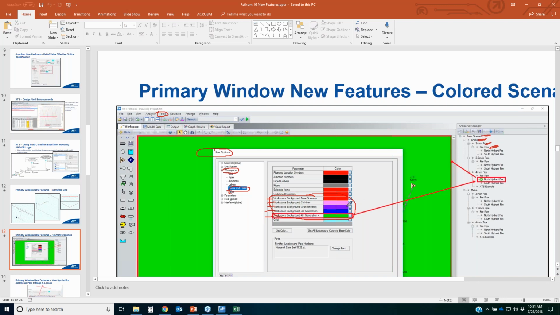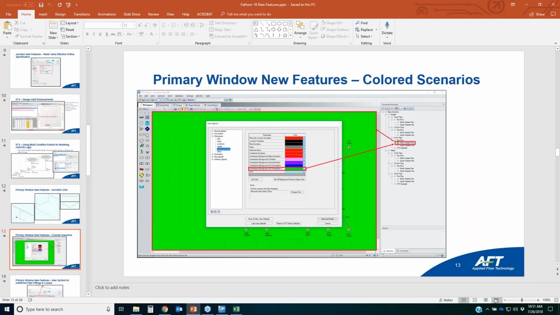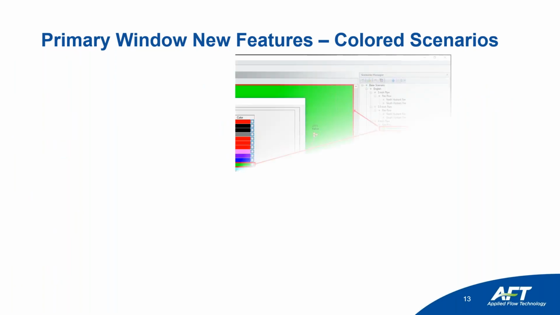And so this is really nice because when you color code things like this, anytime that you go and switch to a different scenario, the color will change. That will give you a really good idea of just alerting your attention to which scenario that you're located in. All right. Moving right along here.